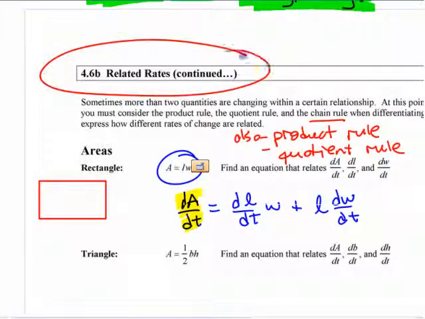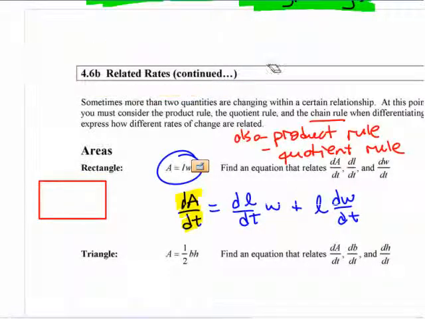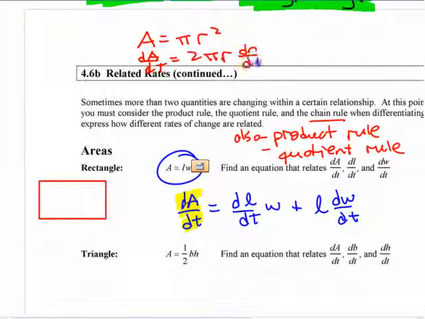The difference here with this part B, it's not a different topic. The difference is that there's more than two variables. The things that we looked at before were, say, area of a circle as a function of the radius, and we did a related rates formula for that, where dA/dt was 2 pi r times dr/dt, where there was only two variables involved at the start.